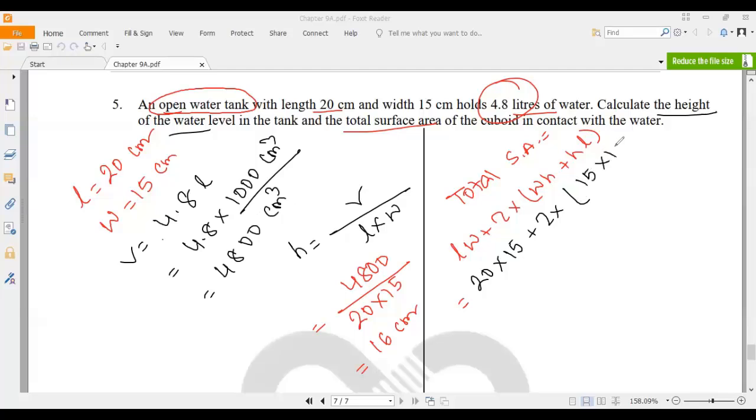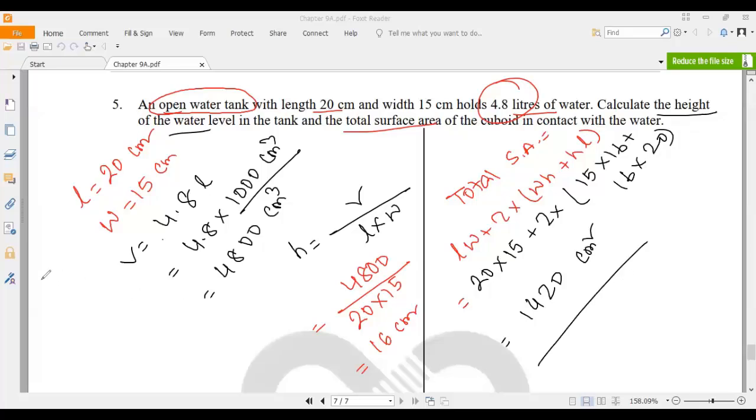Height is 16 plus height is 16 and length will be 20. Now we need to calculate this one. After calculating the whole thing we will get 1420 centimeter square. So this is the total surface area of the cuboid in contact with the water. Okay, I hope you understand this question properly.